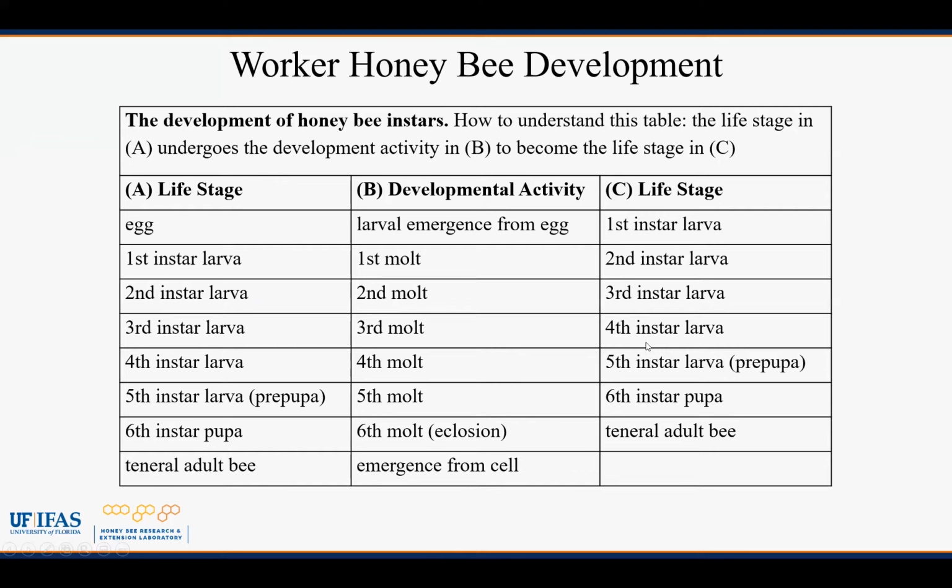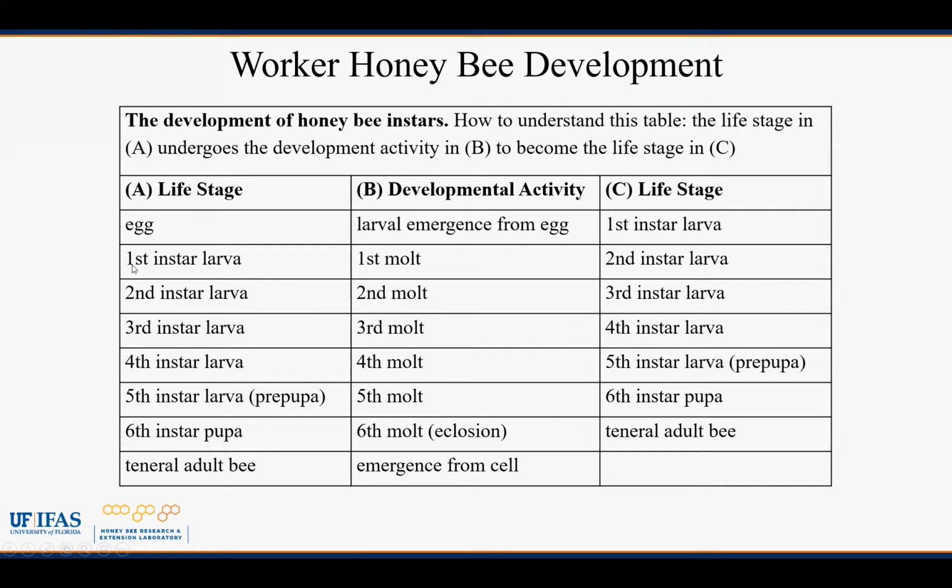Now, I've told you that honeybees will shed their skin. This is true of workers as well. The period between molts is called the instar. It's the growth period of the bee before it sheds its exoskeleton. So let me give you an example of what's happening in this table. When a worker or a female egg is laid, you get an egg. A larva emerges from that egg, and it is now a first instar larva.